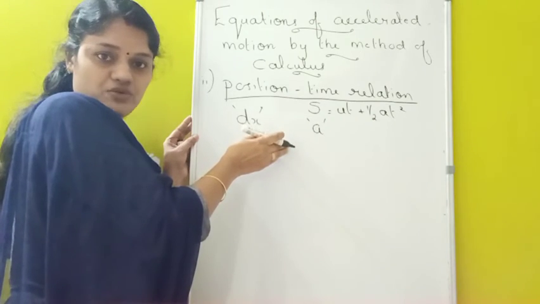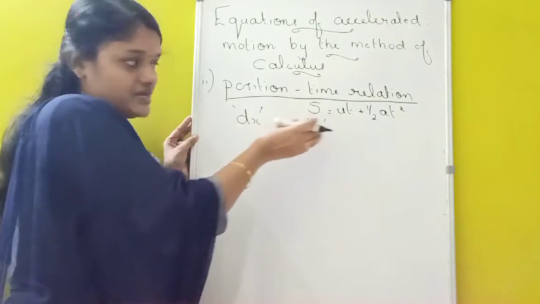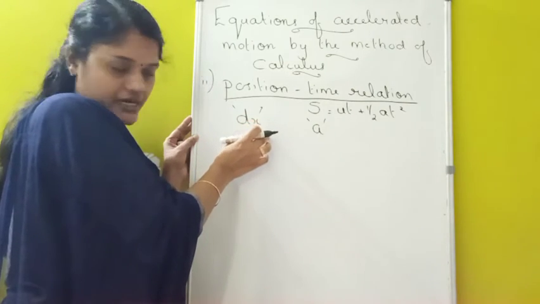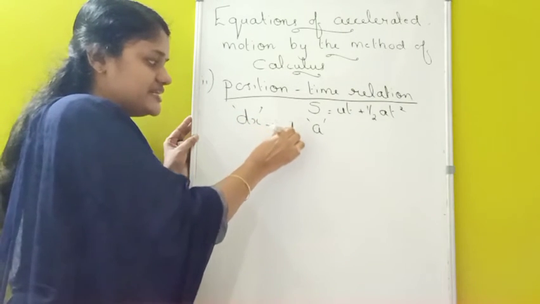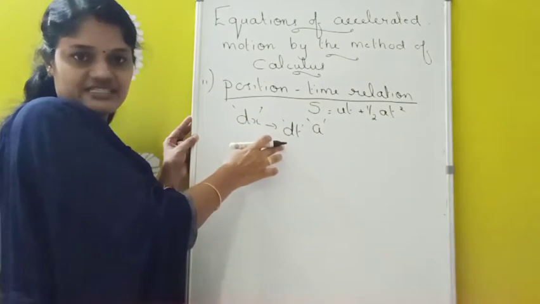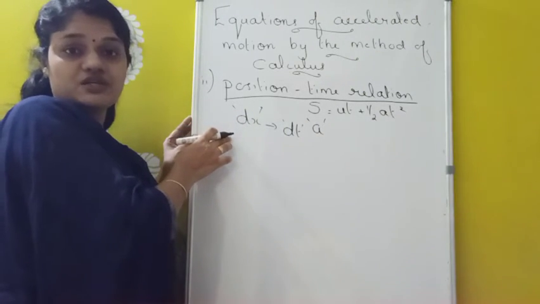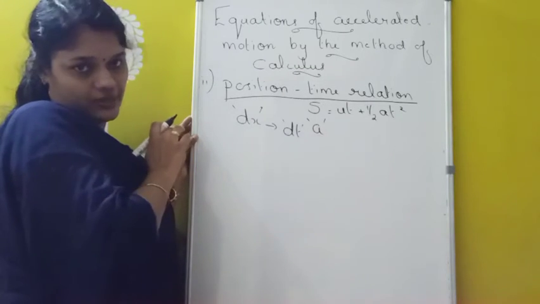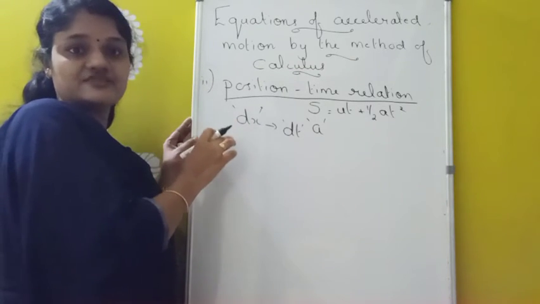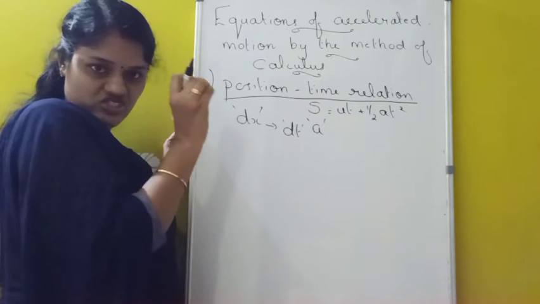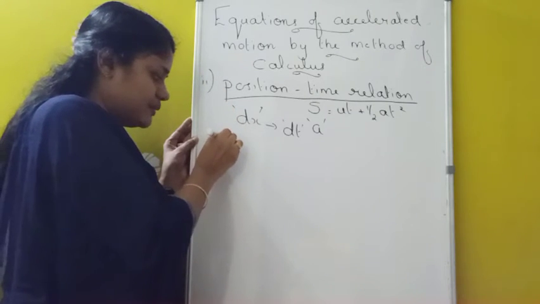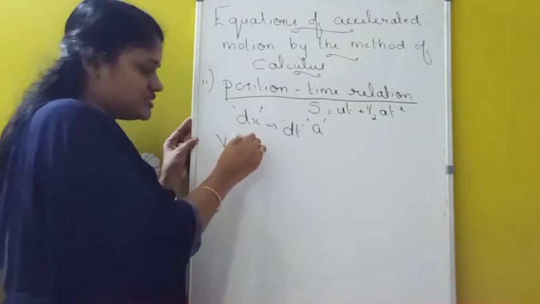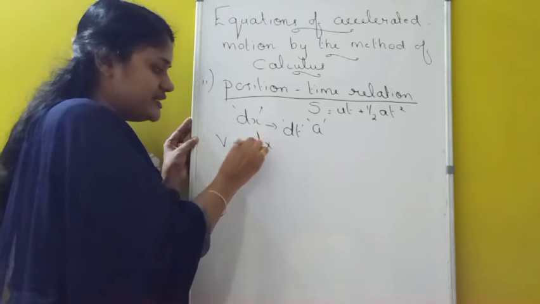So here the body is moving in a straight line with uniform acceleration A, and let dx be the displacement of the particle at any particular time interval dt. So in a time interval dt, let dx be the displacement of the particle, and this body is moving with a uniform acceleration A. Now the instantaneous velocity, that means at a particular time instant, the velocity of the body can be written as V equals, we know the formula, displacement by time, dx divided by dt.